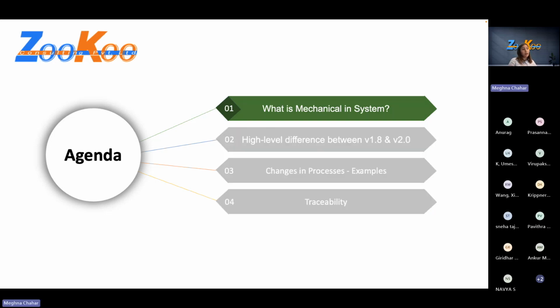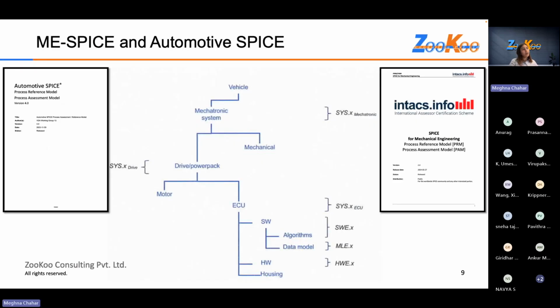So very first, what is a mechatronic system? Here, actually, again, before I get into the difference between the two versions of Mechanical SPICE, I would like to discuss more related to what is a structure of a vehicle, let's say. Or maybe I should say a picture of how it is now in the world of Automotive SPICE 4.0. And I think that would be the best way to get started with SPICE.